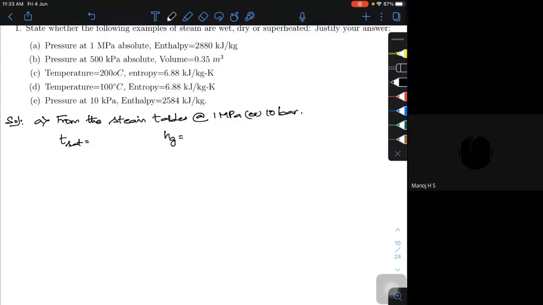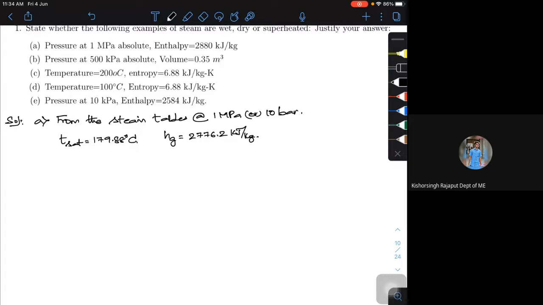What is the saturation temperature? Tsat is 179.88 degrees Celsius. What is the enthalpy of saturation? Go to the Hg condition, Hg. 2776.2. Okay, super. So 2776.2 kilojoules per kg. Now this is the value.